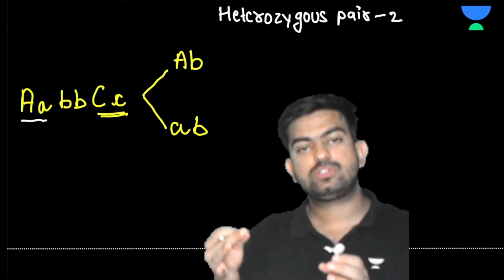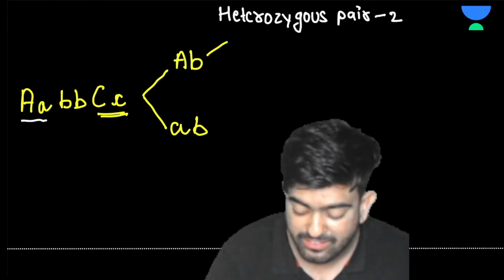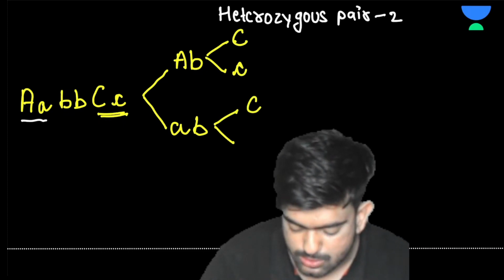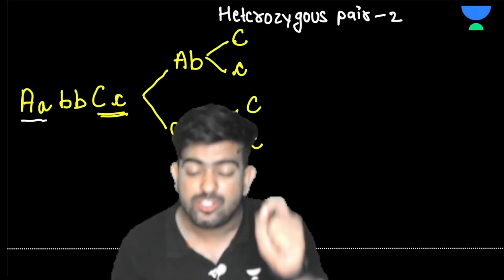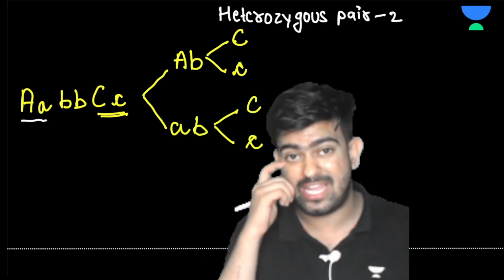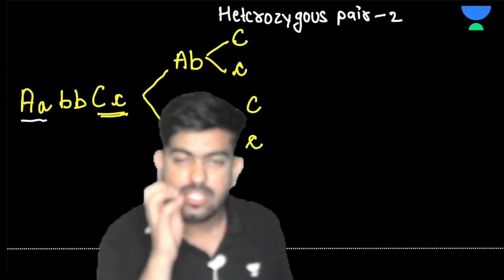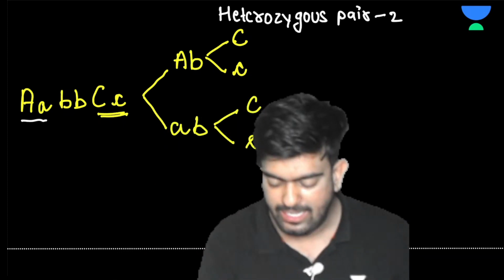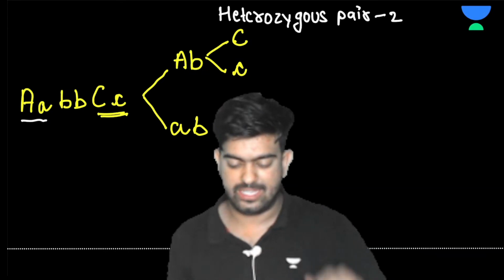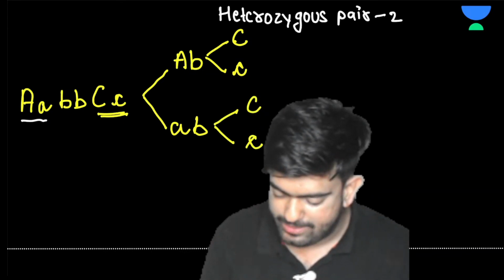Then we have capital C and small c. Then bifurcate: capital C, small c. Which means that in case of homozygous pairs, don't bifurcate. Just write it as it is in front of this particular thing. Clear to everyone? Yes. Now, sir, how many types of gametes do we have?